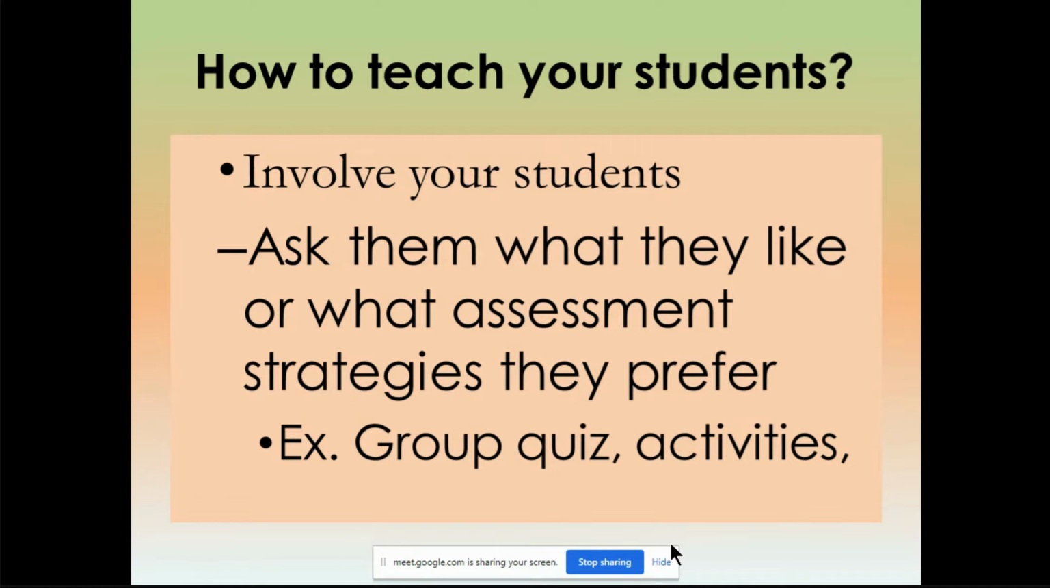Then some of them will suggest, Ma'am, we want role playing. Ma'am, we want tableau. Ma'am, we want this. We want analysis, want essay. So we want to have a group quiz. So it depends upon the students. So sometimes when they are involved with the decision making, they feel that you are giving them enough things and then they will trust you and they will comply.